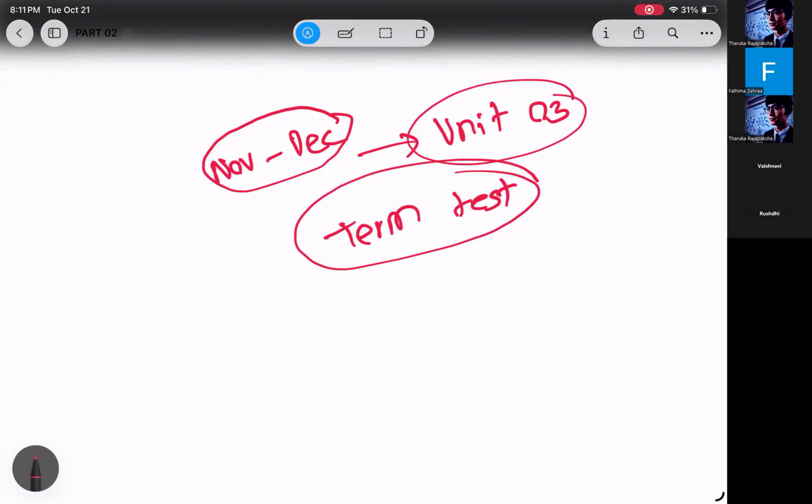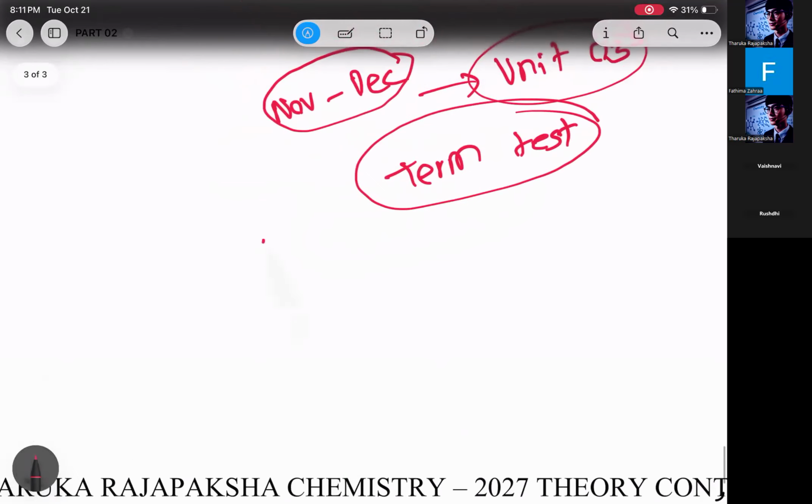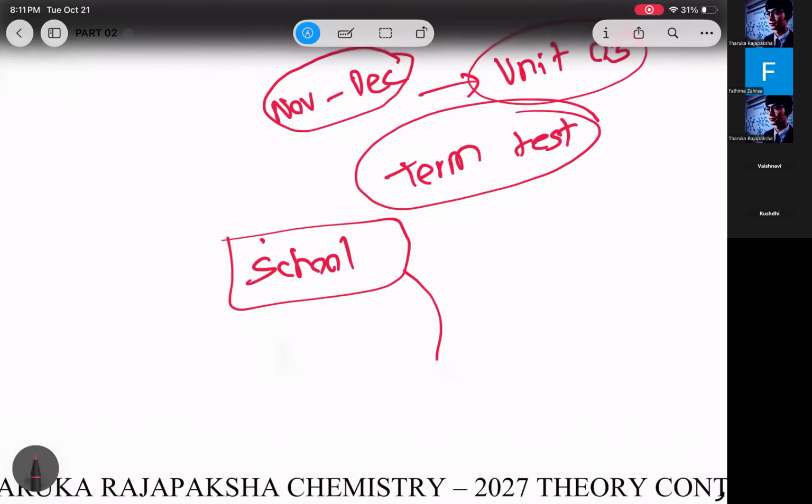Here's the thing. There is the school. Schools are like, they are trying to take revenge on tuition classes. Some schools, not all schools, some schools.